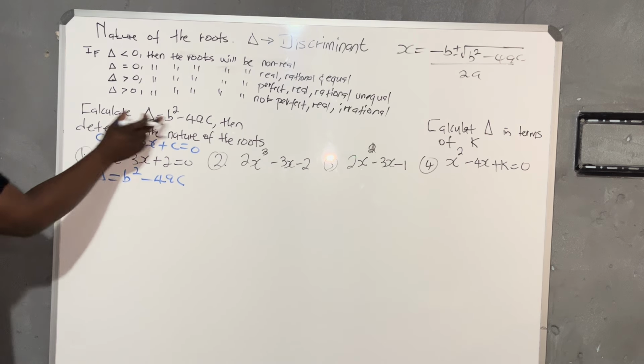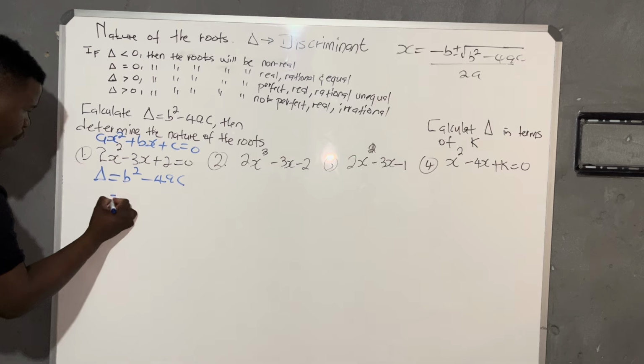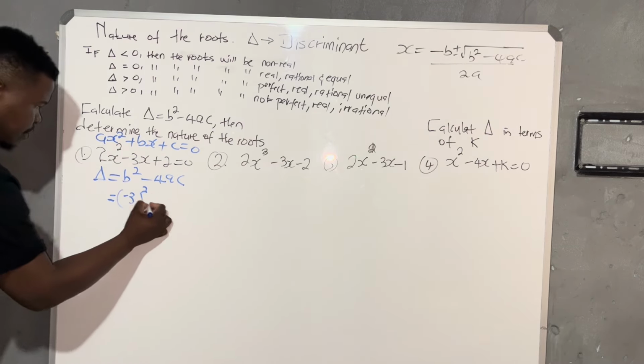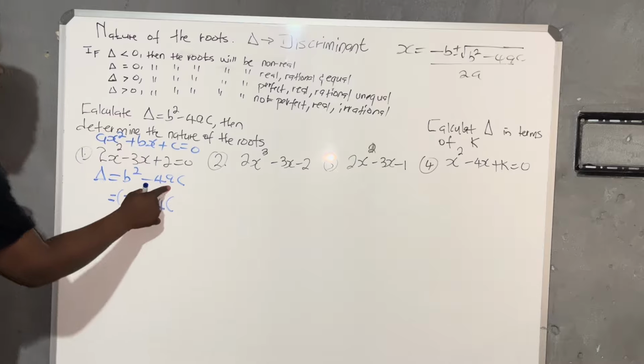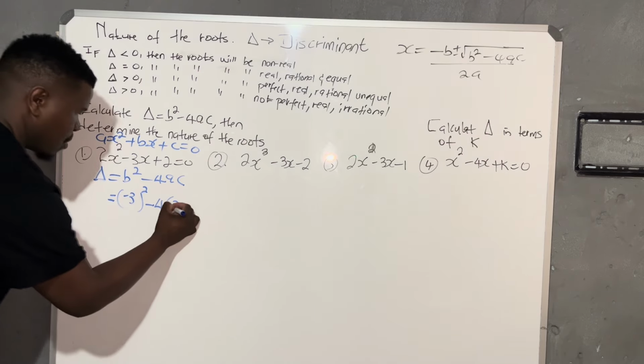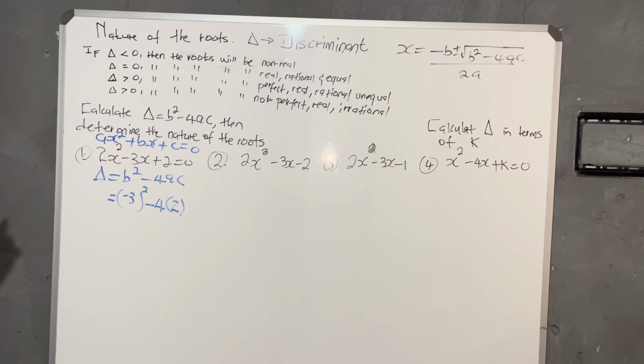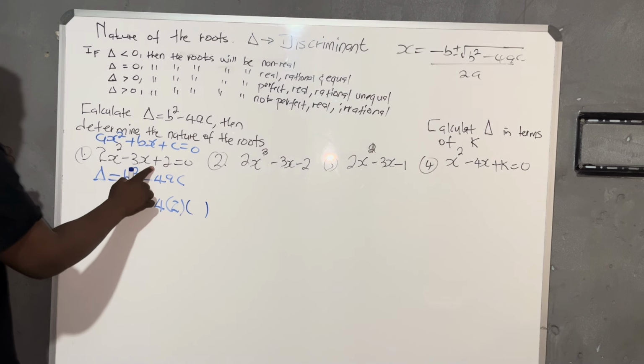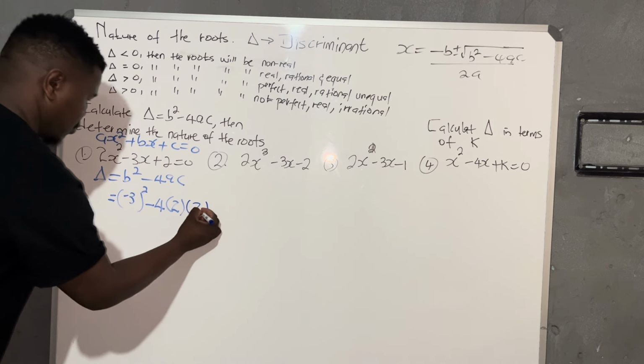When they say calculate, now I start here. What is my b? My b is minus 3. What is my a? My a is 2. When my a is 2, what is my c? My c is also 2.